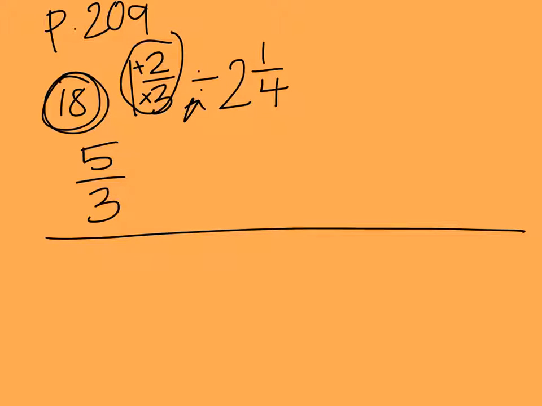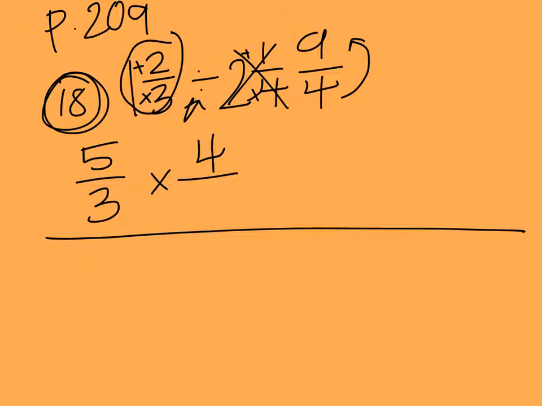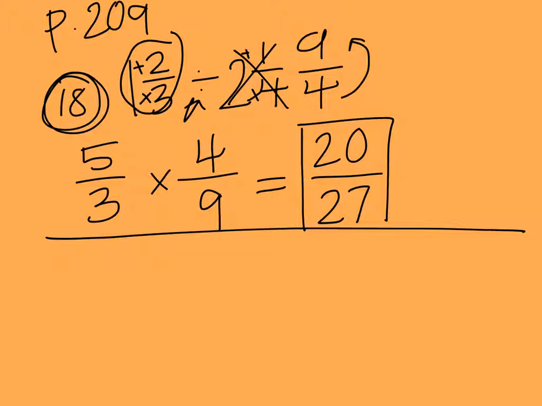I'm going to change my sign. So now I'm multiplying. And now I need to flip this. But before I can flip 2 and 1/4, I need to write that as an improper fraction. So 2 and 1/4 is the same as 4 times 2 is 8, plus 1 is 9, which is 9/4. However, I'm not going to write 9/4 down here as part of my algorithm because I need to flip it too. So my new fraction is going to be 4/9. So I should have 5/3 times 4/9. 5 times 4 is 20. 3 times 9 is 27. And I can't simplify that, so that's my final answer for number 18.